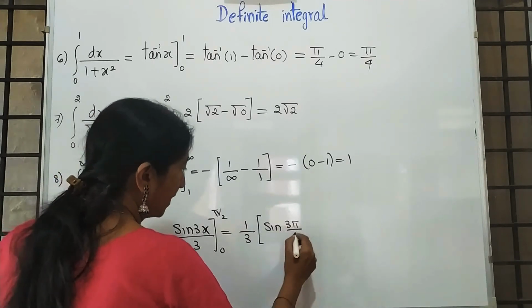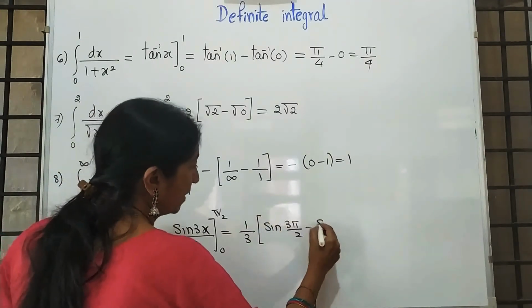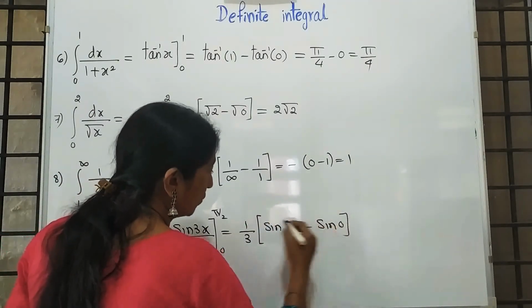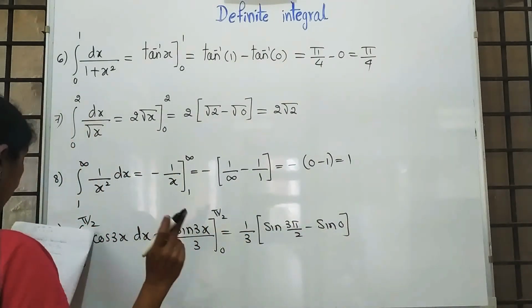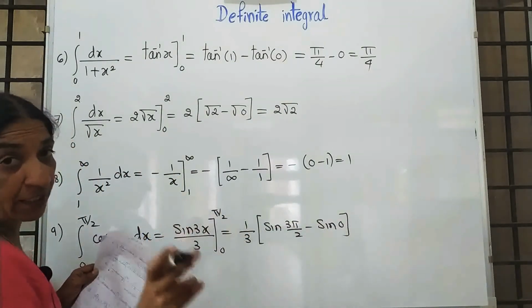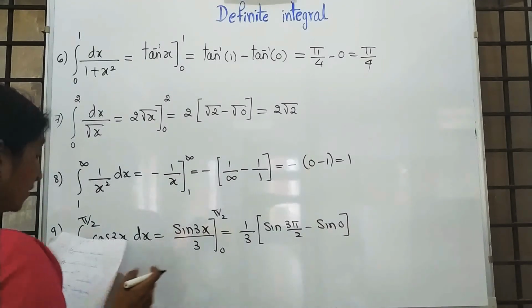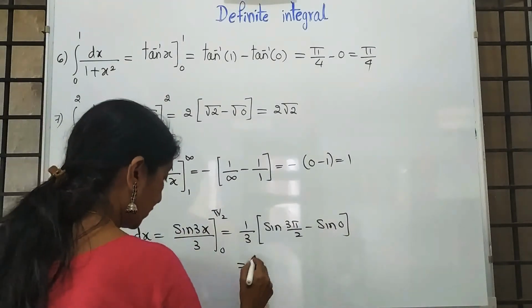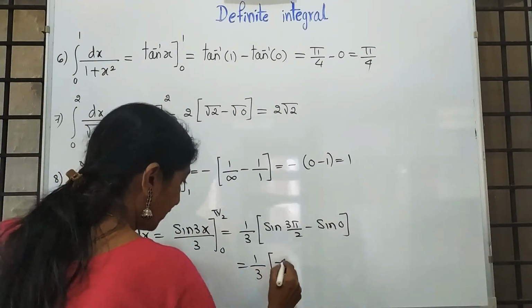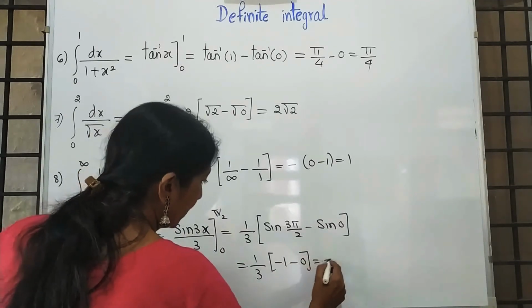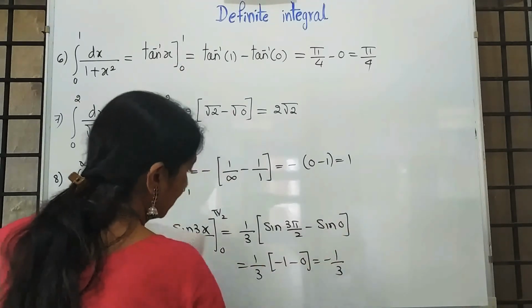Sin 3 pi by 2. In place of x I am writing pi by 2, and next one is sin 0, 3 into 0. Sin 3 pi by 2. I told you to refer that standard value table. Sin 3 pi by 2 is minus 1. 270. And this is 0. Finally, we got minus 1 by 3.